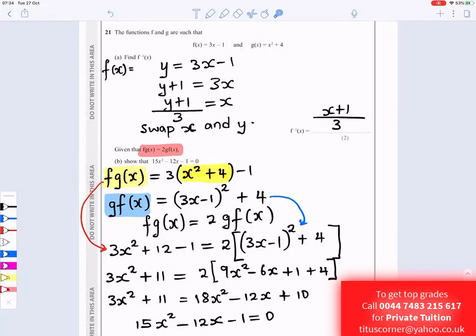You subtract, you put all of this to the right-hand side. So that means the 3x squared can go to this side, and the 11 can go to that side. So what you have is 18x squared minus 3x squared is 15x squared. And there's minus 12x. And then 10 minus 11 gives you minus 1. And that's equal to 0. And that is what you are required to show.